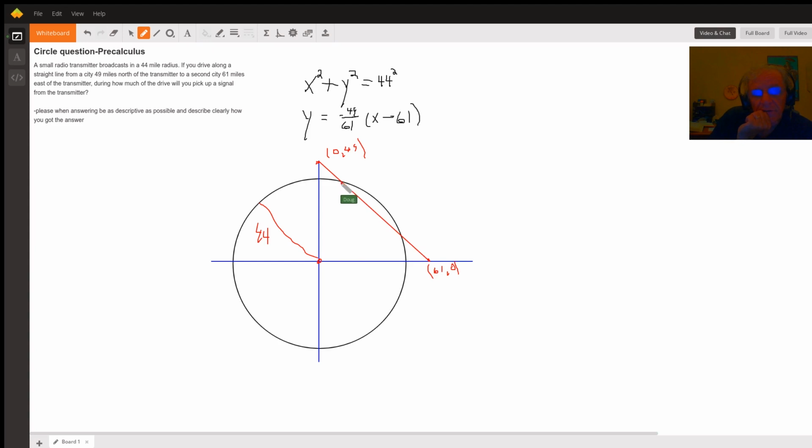And then again, if I'm interpreting the question correctly, we could call the distance where the portion of that segment is within the circle, maybe the signal distance, S sub D, and the total distance we could call T sub D. And the percentage S sub D divided by T sub D converted to a percentage would give us how much of the drive you will pick up this signal. The question is, how do you find these points of intersection?